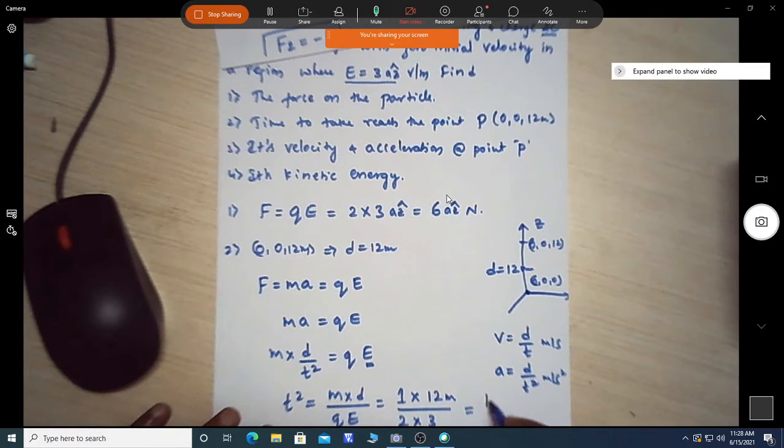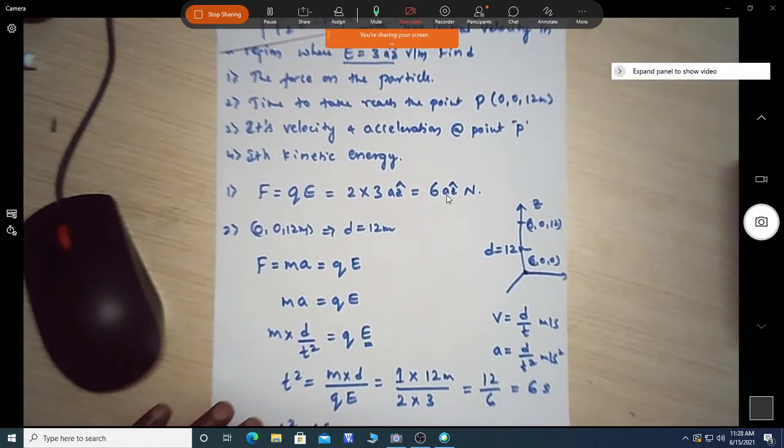If I calculate this, 12 by 6 equals 2. So t square equals 2 seconds square, or t equals the square root of 2 seconds. So this is the t we are going to get.